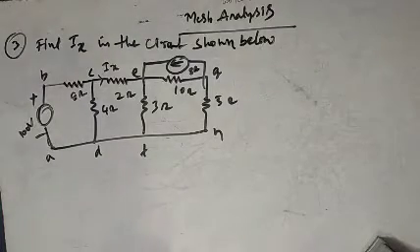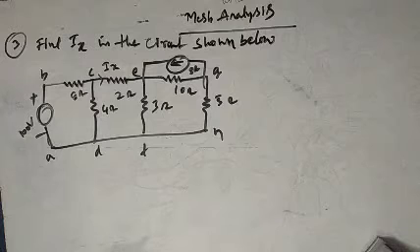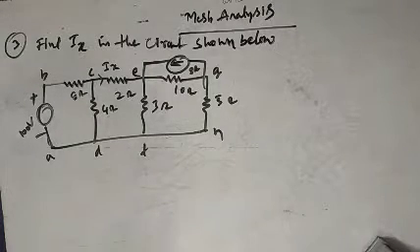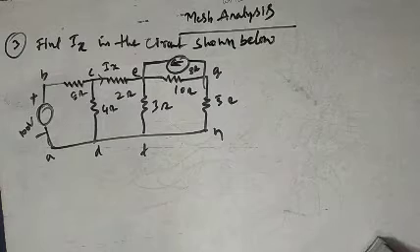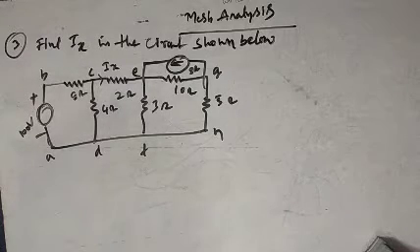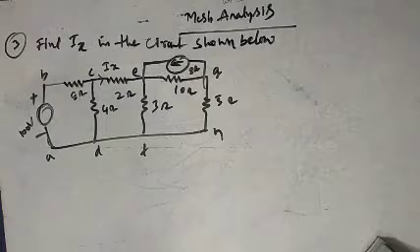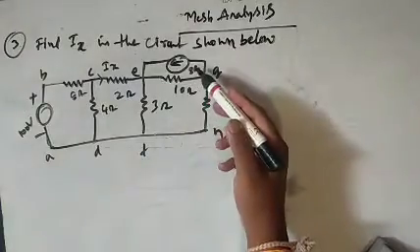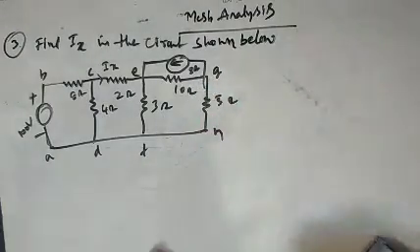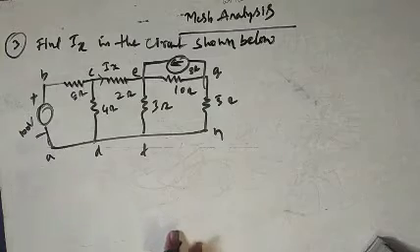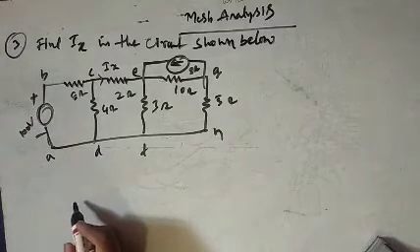Before that, in mesh analysis, we should not have a current source. Mesh analysis is based on KVL, that is Kirchhoff's voltage law. So wherever a current source is there, we try to convert it into a voltage source if possible. A current source in parallel with a resistance can be converted into a voltage source with a series resistance.